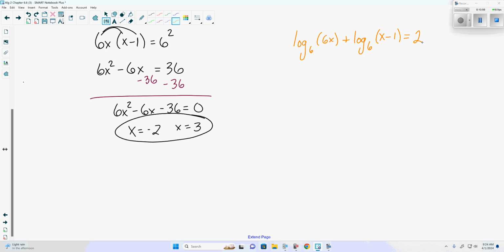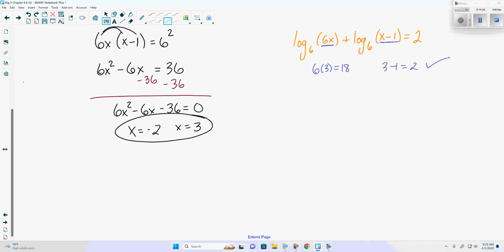And what we're saying when we're checking it is making sure that what's inside of either logarithm does not become negative, yes? So really what I'm looking at is 6x and x minus 1, making sure neither one of these becomes a negative number, yes? Well, with 3, for this one here, we're saying 6 times 3, which is 18. Our other one is 3 minus 1, which is 2.